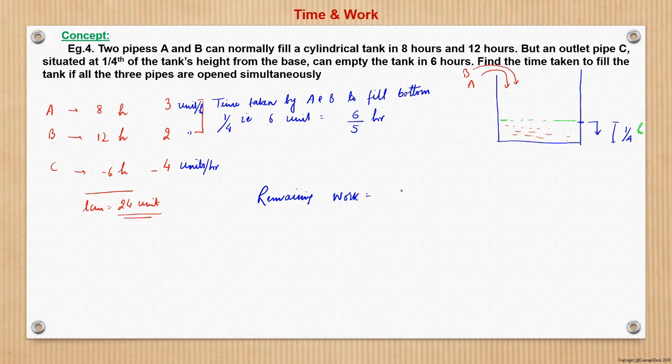Remaining work is 24 minus 6, which is 18 units, and in that case the outlet pipe would be operational, that would be effective. So what is the effective rate of doing work? 3 plus 2 is 5, minus 4 is 1 unit per hour. So time taken would be 18 by 1, which is equal to 18 hours.